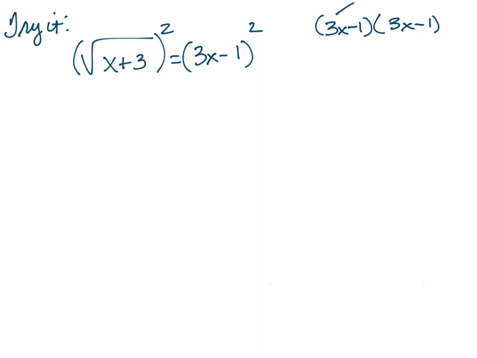So we're going to have 3x times 3x. What's that going to make? 9x squared. And then a 3x times a negative 1.